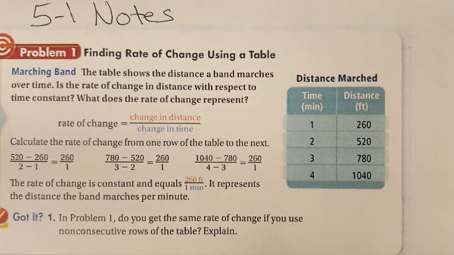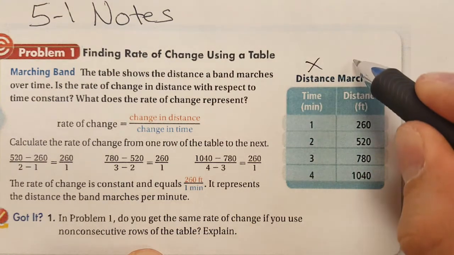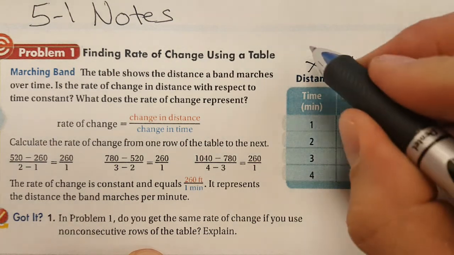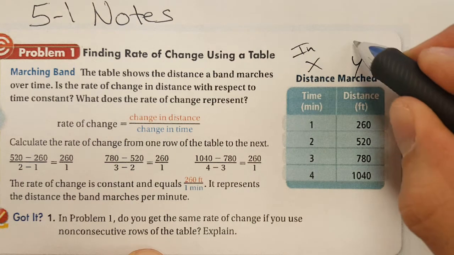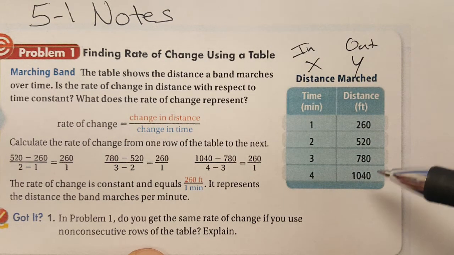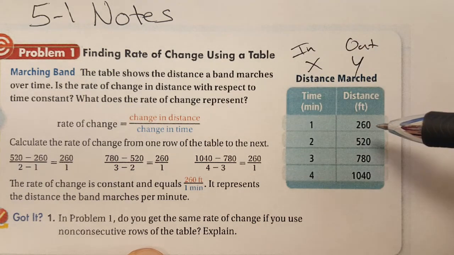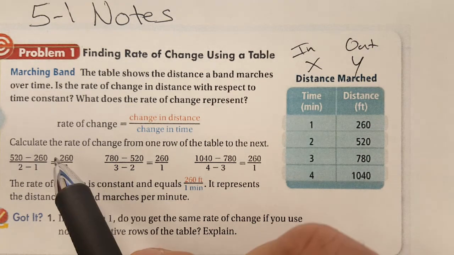Most of the time, here's normally your x values and your y values. These would also be your inputs, these would be your outputs. What you want to do is take the change in the outputs and divide by the change in the inputs. What do you mean by change? Well, how many did you add or subtract by? And that's what they do right here.